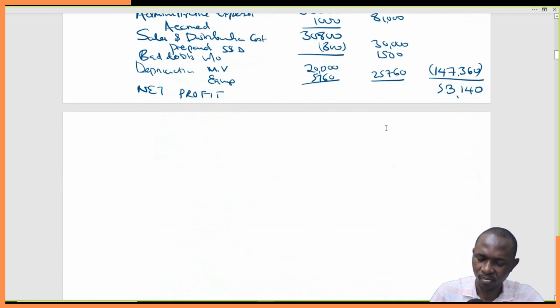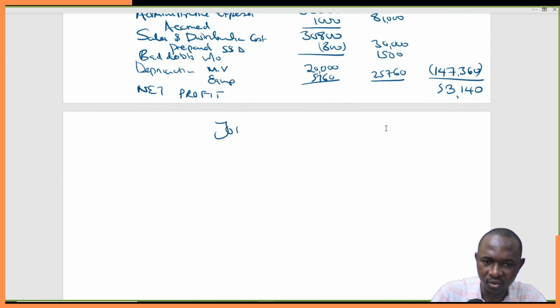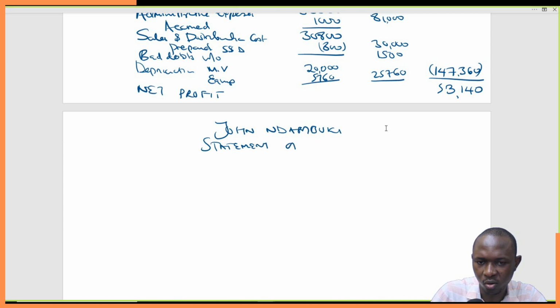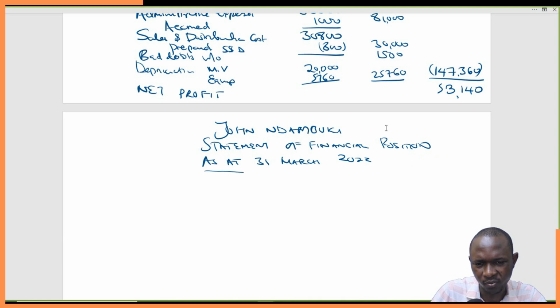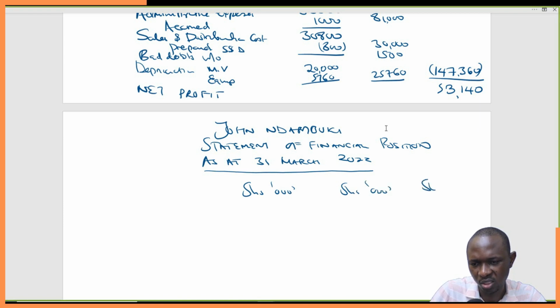John Dambuki. We start the second part. Statement of financial position as at 31st March 2022, like that. And as usual, we'll have the 3 columns: shillings, shillings, and shillings.